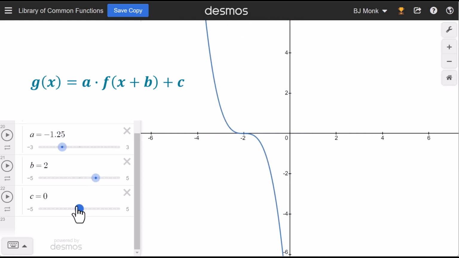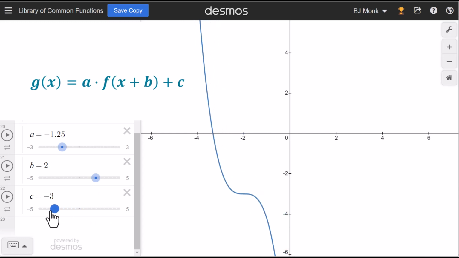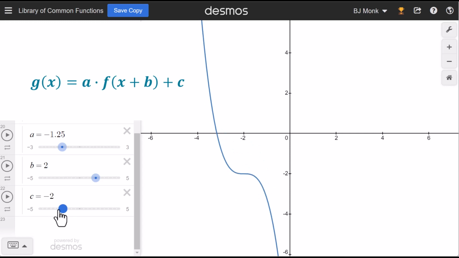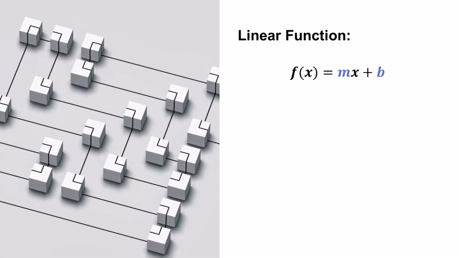When we change c, it shifts the function up and down. So in each of these types of graphs that we've seen here, we can generalize them by rewriting the function as g of x equals a times f of x plus b, plus c, and then modifying the values of a, b, and c. We're going to focus on linear functions for a bit.